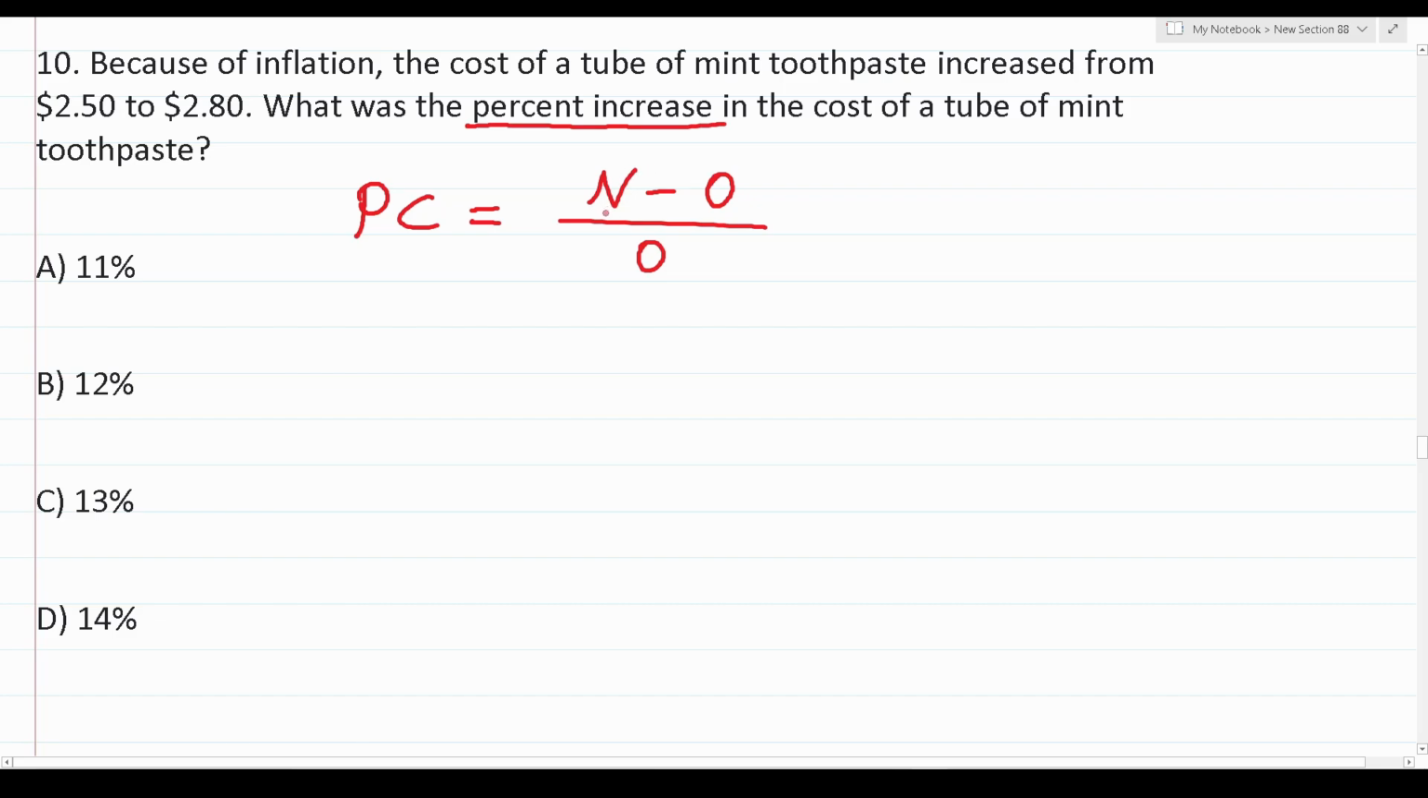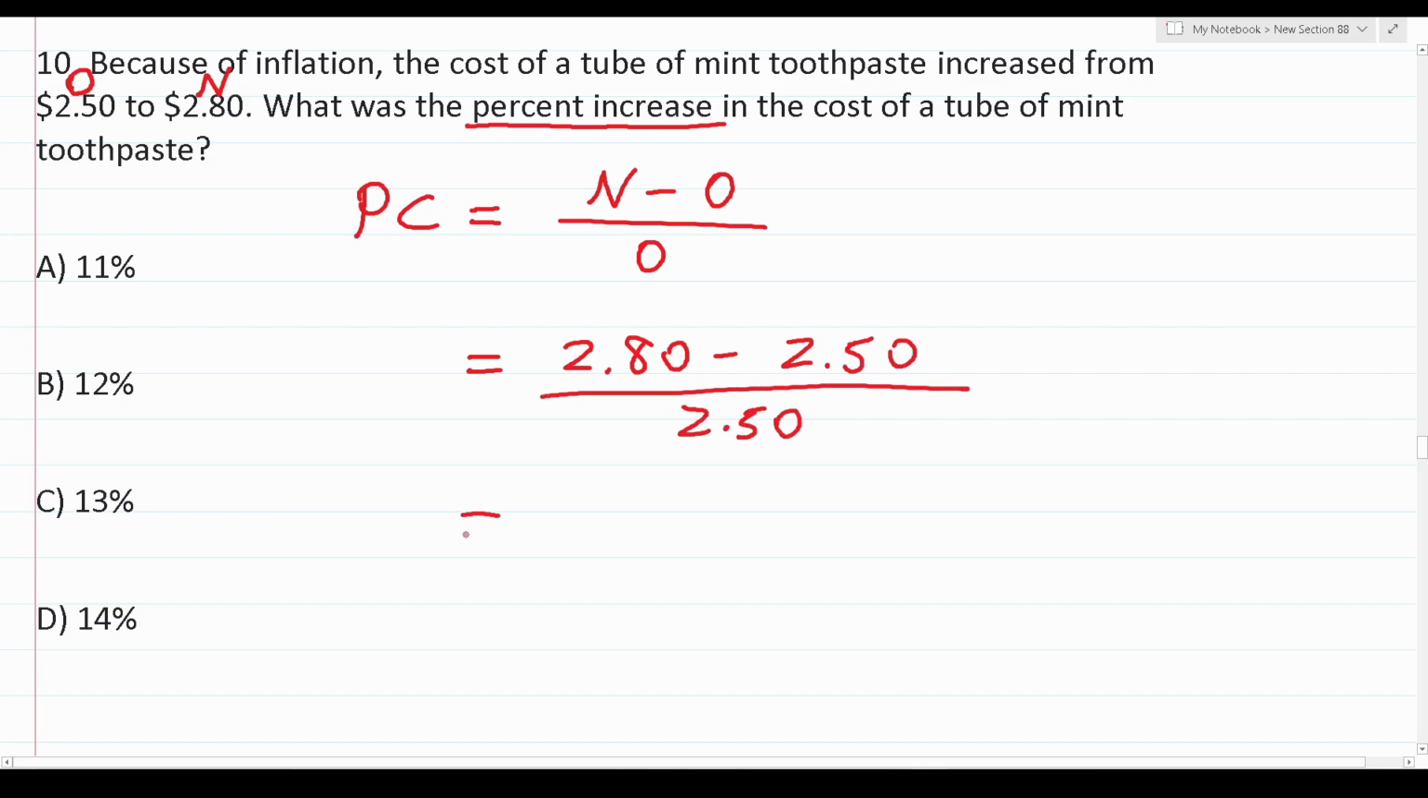So all we have to do is identify the new and old values, and as it happens, they're right next to each other. The old value was 250, and then it increased to 280. So 250 is the old value, 280 is the new value. So this becomes 280 minus 250 over 250. All right, this math's actually very easy to do in your head. 280 minus 250 is going to be 30, and this is over 250.